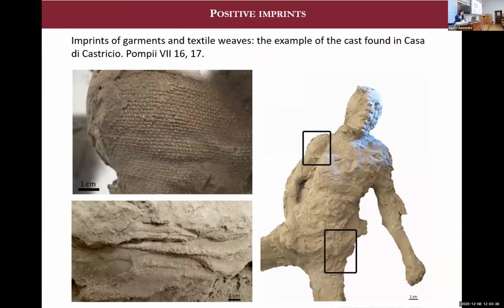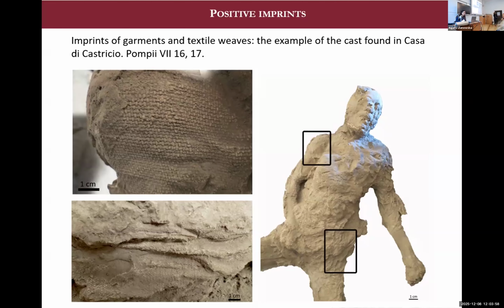So, as I already mentioned, in addition to clothing elements, the surface of the bodies preserved imprints of fabrics, in most cases with a very high degree of detail. On the slide, you can see the victim found in the Casa di Castricio wearing a tunic whose heavy folds are still visible, and the quality of the textile imprints is very remarkable.